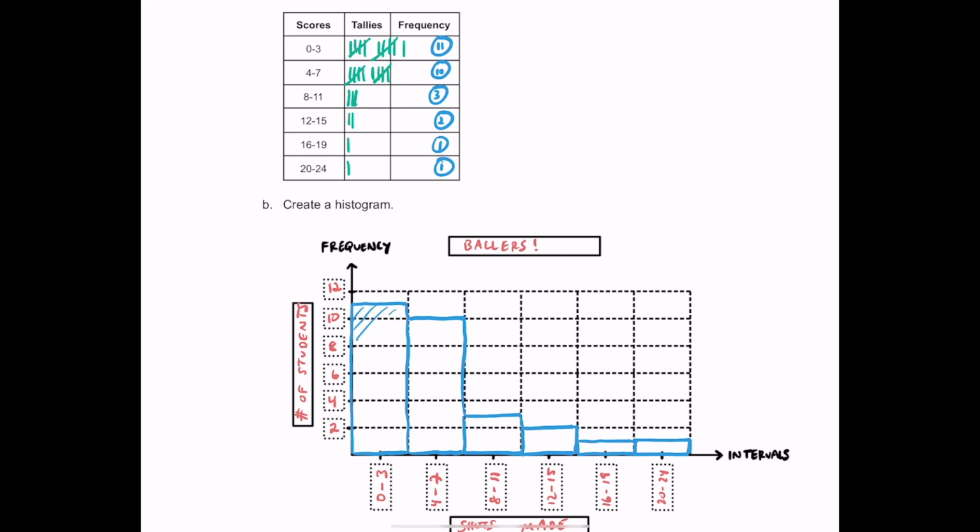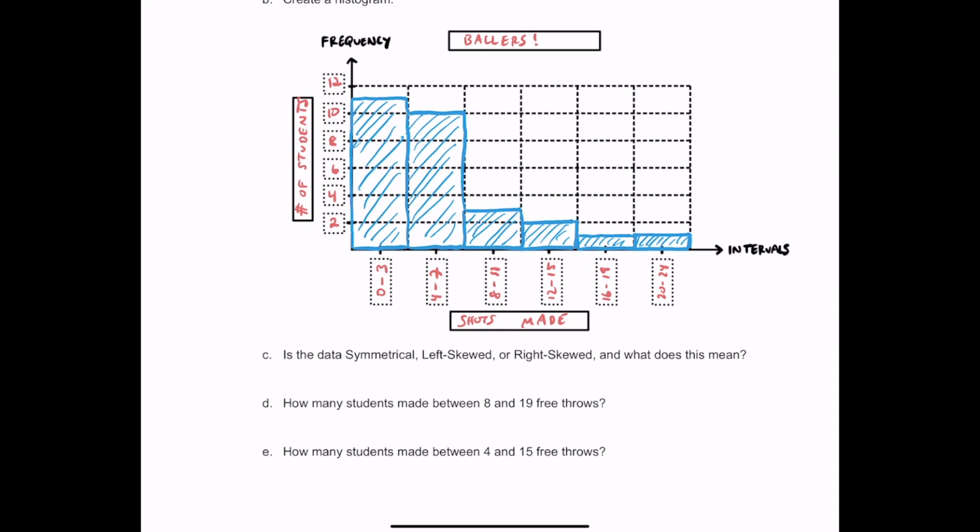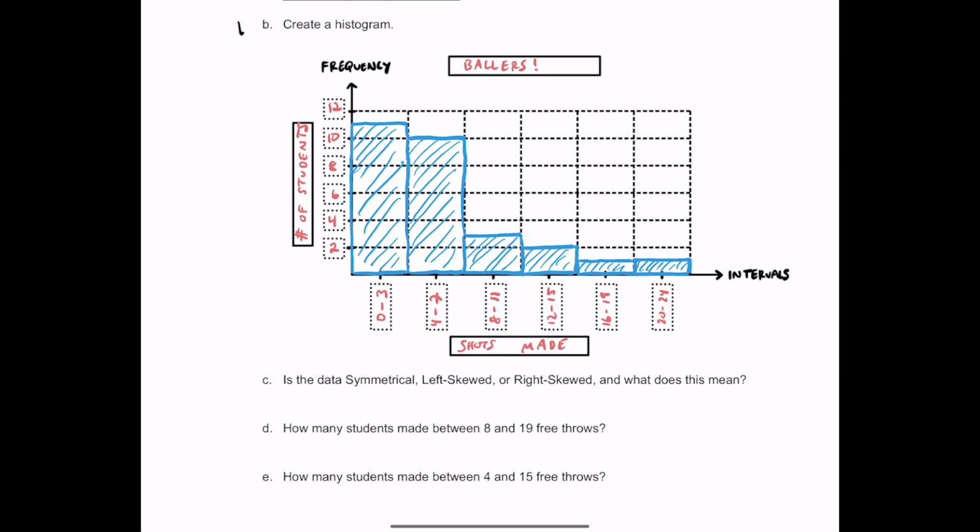There are our bars. Again, I'm not spending too much time making it look super nice, but hopefully this makes it just a little bit nicer or more clear. Sometimes the dotted lines get a little confusing to look at. Okay, but there we have our histogram. Is the data symmetrical? I don't think so.